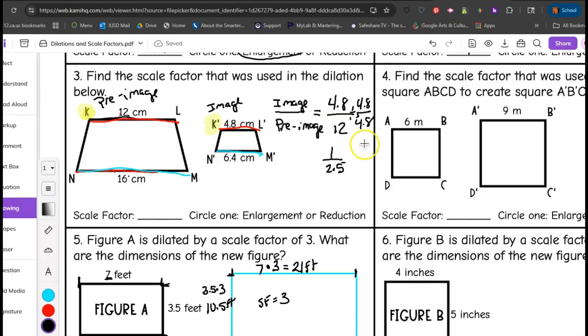And I end up with 4/10. So I can write 4/10 as a fraction, 4 over 10. I can simplify that by 2/2 and I get 2/5. My scale factor is 2/5. Is 2/5 greater than or less than 1 whole? It's less than 1 whole, so that means it's a reduction.